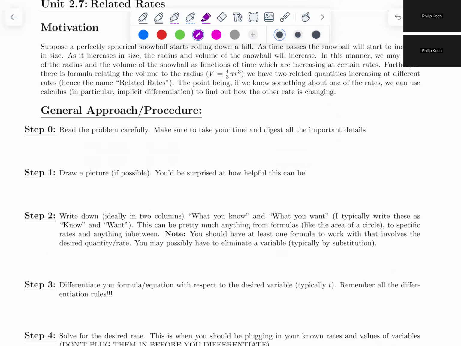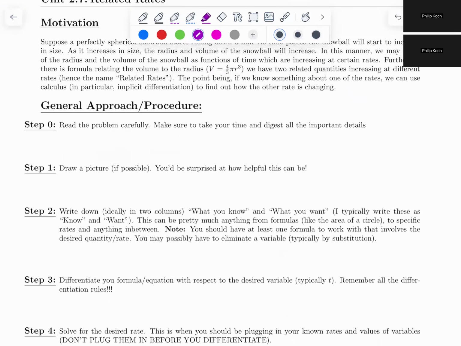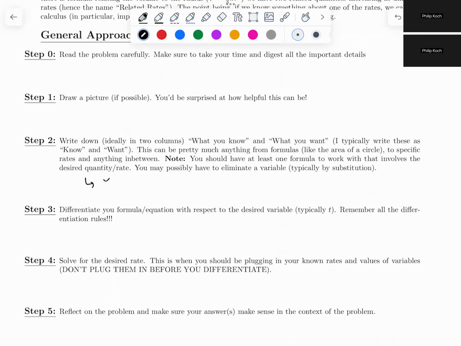And you may possibly have to eliminate a variable by substitution, which we'll see in a couple of problems in a little bit. Step 3. It doesn't have to be perfect. Extra info is okay. I'm not going to mark you down for writing extra things. In fact, I might even give you a smiley face for writing down things, even if they're not necessary.